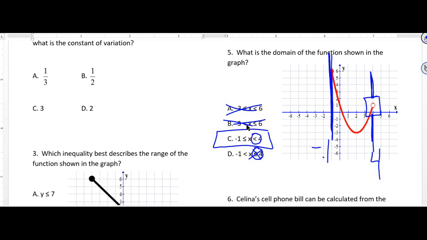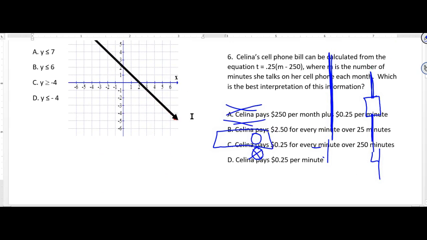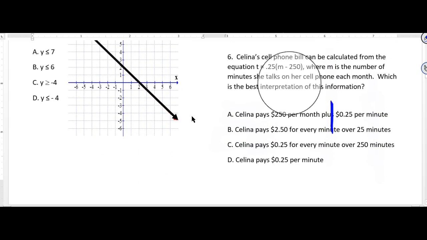Number 6. Selena's phone bill can be calculated from the equation T equals 0.25, 25 cents, times M minus 250. So the number of minutes minus 250, where M is the number of minutes she talks. Which is the best interpretation of this information?